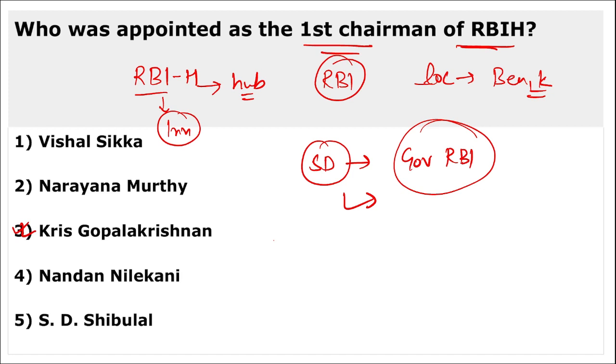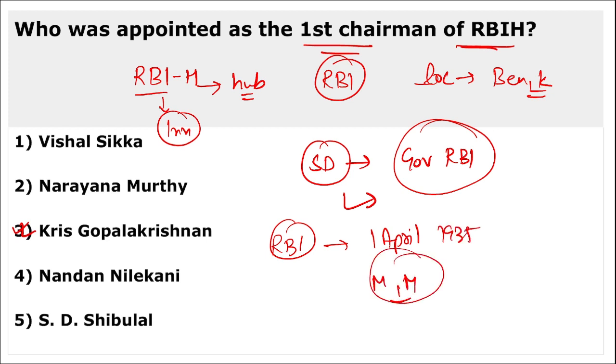If we are talking about RBI, RBI was established on 1st of April 1935, and the headquarters is in Mumbai, Maharashtra. Always remember, there will be 4 deputy governors of RBI.